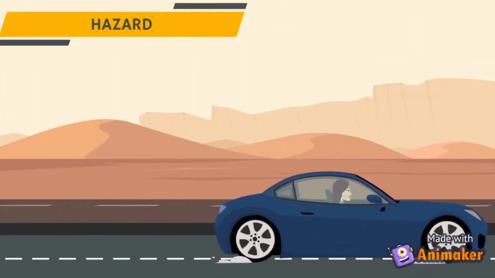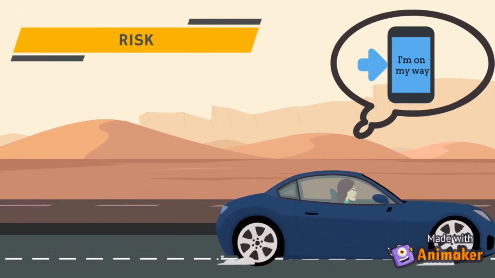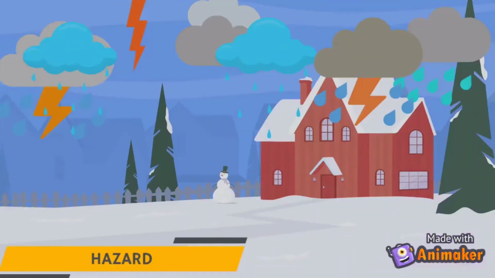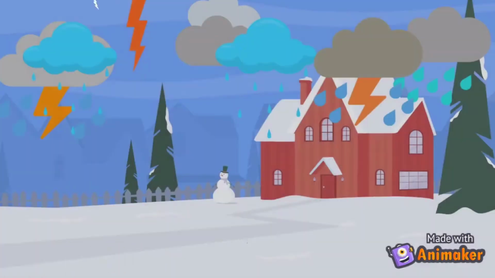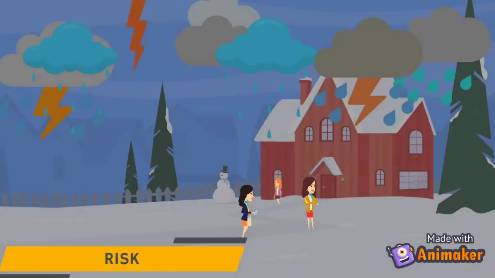Driving on the road is a hazard. Driving while texting is a risk. You are putting your life in danger. A raging cloudy thunderstorm is a hazard, but if a person goes in the open area, there is a possibility that the person will get struck by lightning.